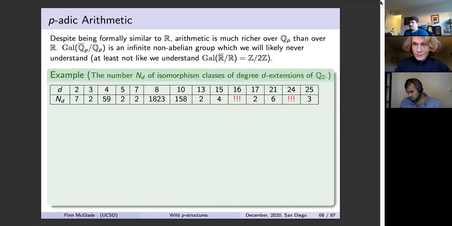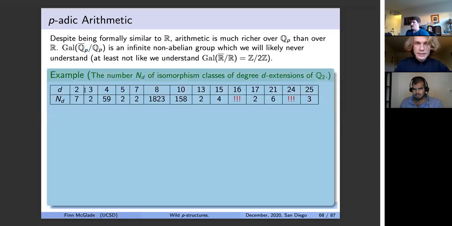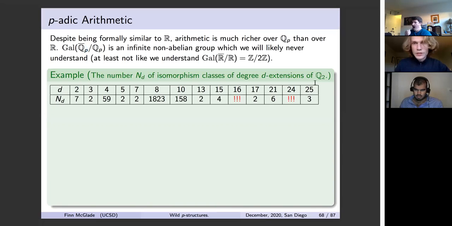So if we consider the field Q2, so we take p equal to 2, we can ask ourselves, how many degree d extensions are there up to isomorphism of Q2? This is essentially a question about how many irreducible degree d polynomials there are over Q2 up to some notion of equivalence. It turns out that there are a lot of them. If you take d equal to 2, you get 7 isomorphism classes of degree 2 extensions of Q2. That's already a lot compared to the real numbers, where you have 1 isomorphism class of degree 2 extensions. It's just the complex numbers.